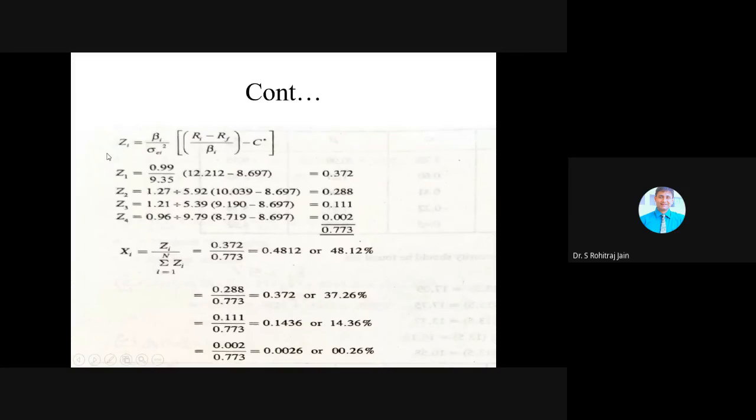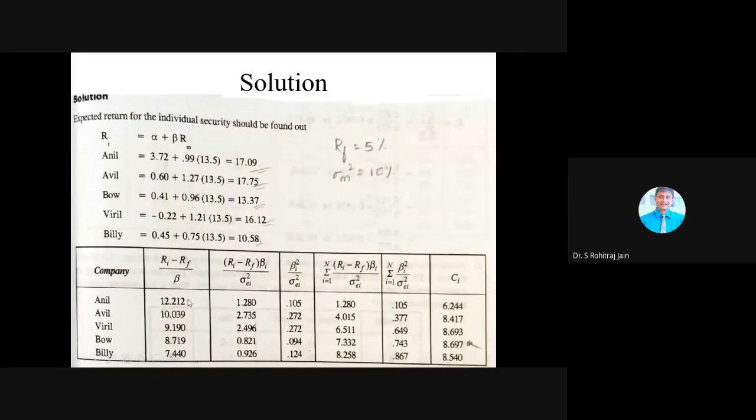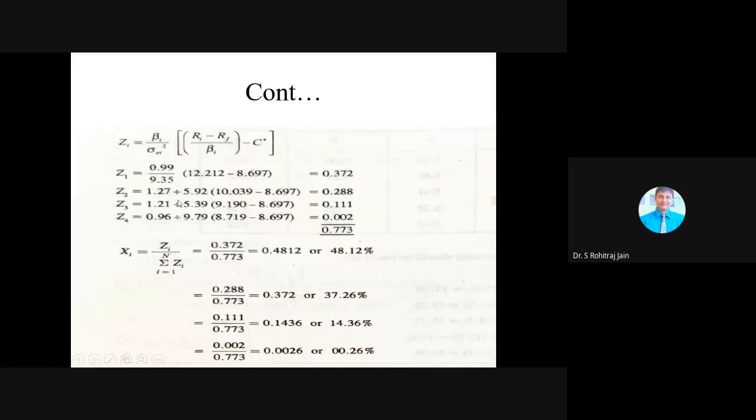Wherein zi, first I'll calculate for each stock, that is z1, z2, z3, and z4. So beta i divided by sigma ei square into Ri minus Rf divided by beta minus C star, that is the cutoff point. In each stock, when I'm calculating Z1, Z2, Z3, and Z4, I'm using 8.697 as my cutoff point. These values they have given. Beta is 0.99 divided by 9.35. Ri minus Rf divided by beta, already calculated in the table, is 12.212, 10.039, 9.190, 8.719. I'll use these values to calculate Z1, Z2, Z3, and Z4.